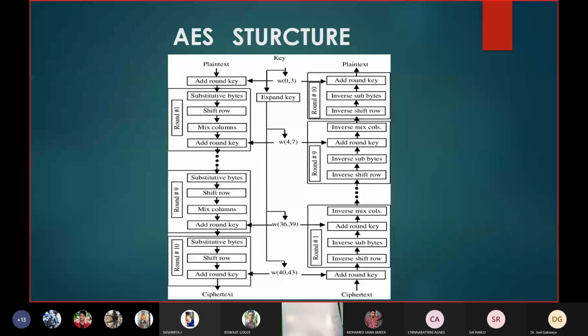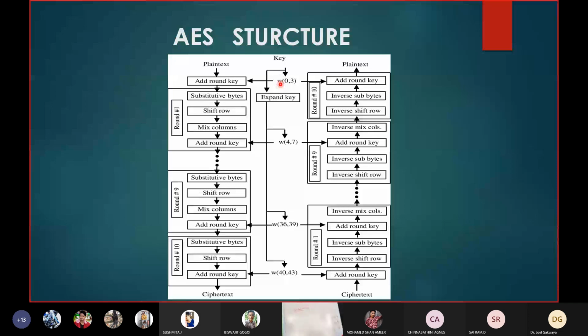All right, so look here. We have the plain text. The plain text is going to pass to the add round key, substitute byte, shift row, mix column, add round key. It's going to be the first round. As you can see, it's like this way. The first one is the add round key. Clear?